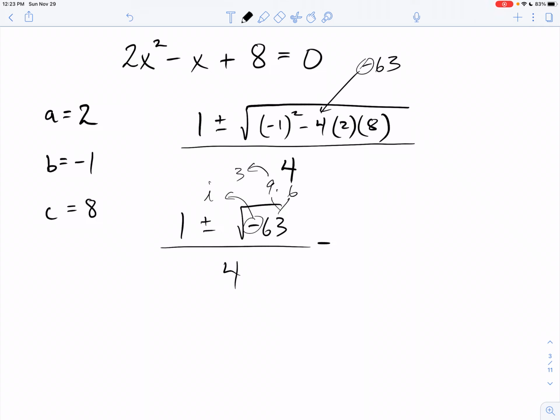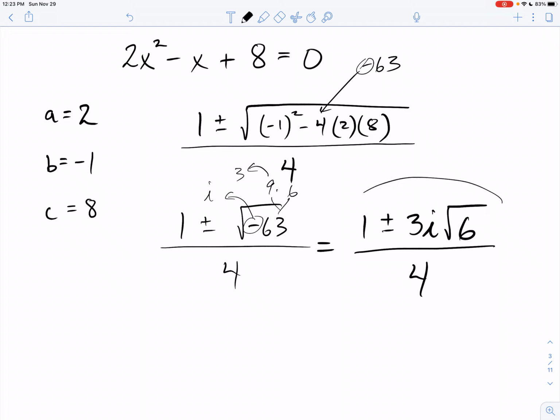So let's regroup all the goop. 1 plus or minus. There's a 3 outside, there's an i outside, there's a root 6 inside over a 4. And that's the answer I'm hoping you found if you had taken my advice and paused the video.